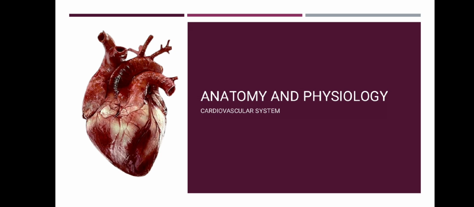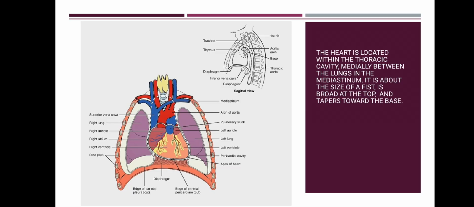Anatomy and physiology of the cardiovascular system. The human heart is located within the thoracic cavity, medially between the lungs in the space known as the mediastinum. As you can see in the picture, it shows the position of the heart within the thoracic cavity. Within the mediastinum, the heart is separated from other mediastinal structures by a thin membrane known as the pericardium or pericardial sac, and sits in its own space called the pericardial cavity.